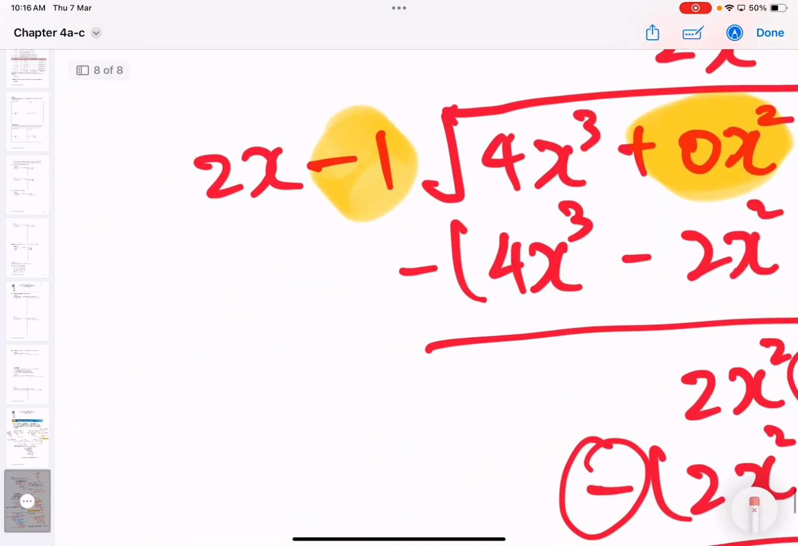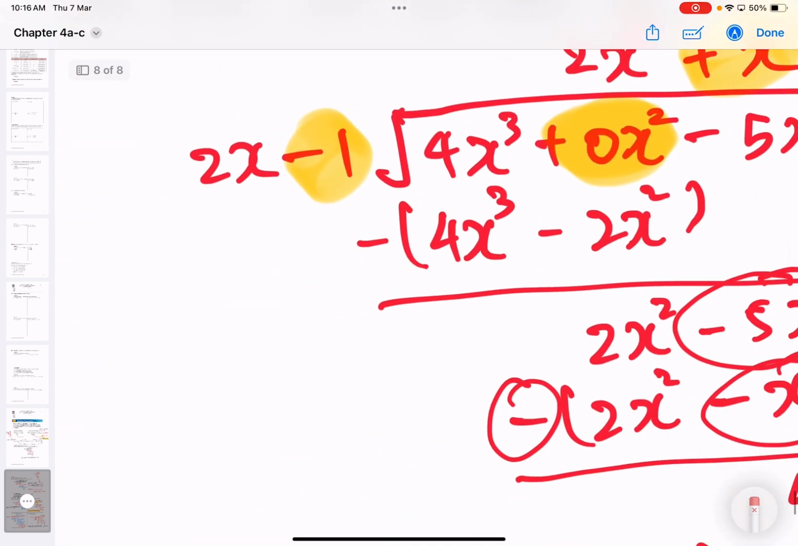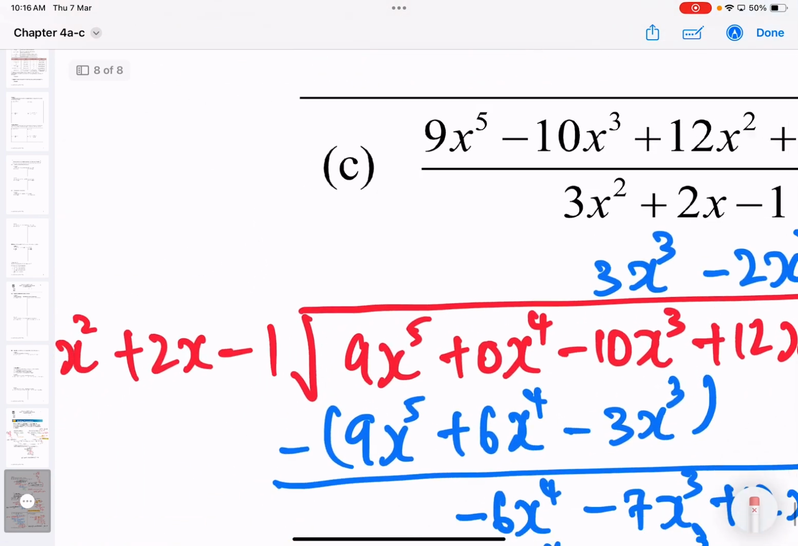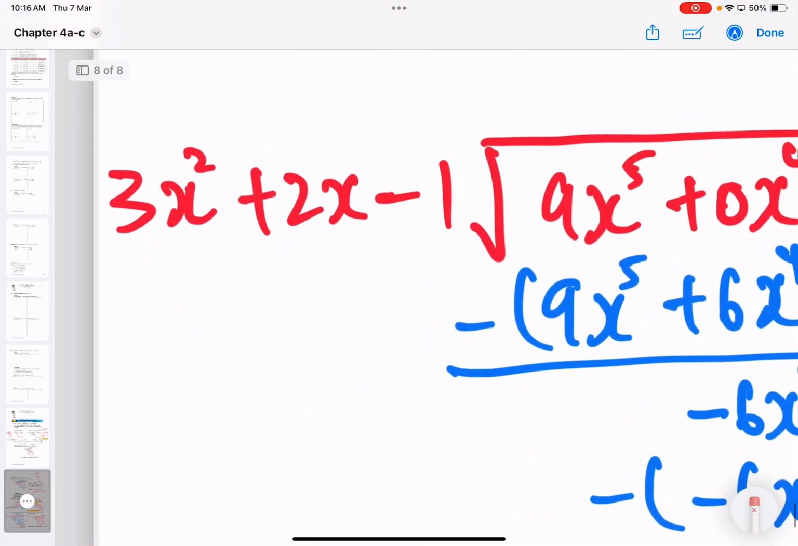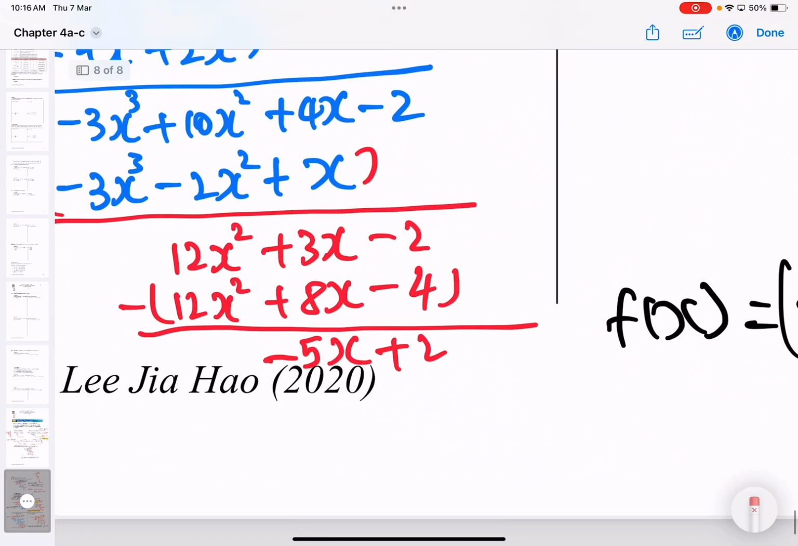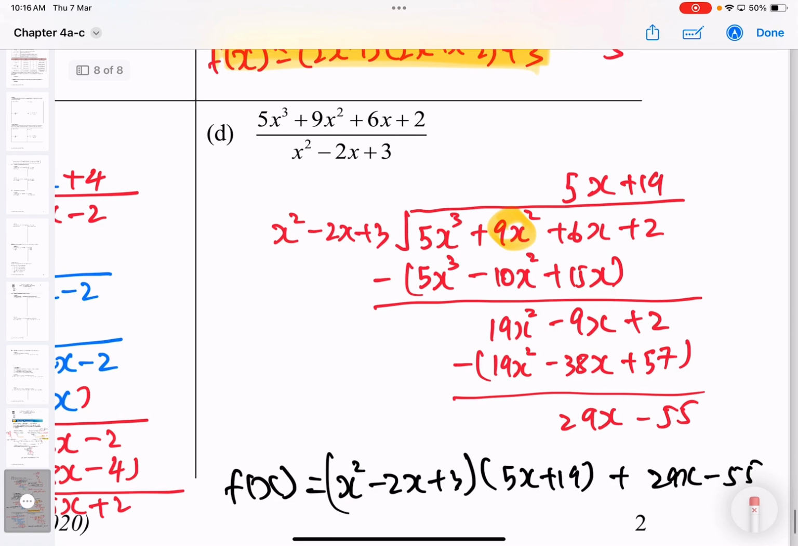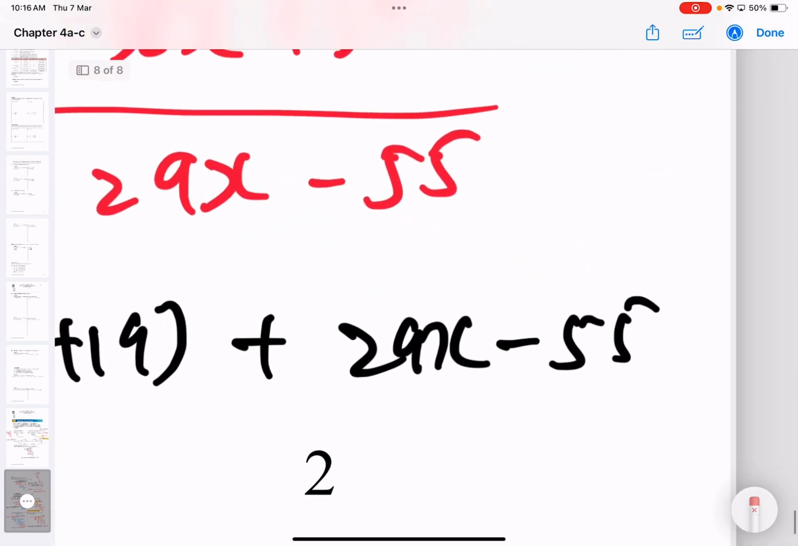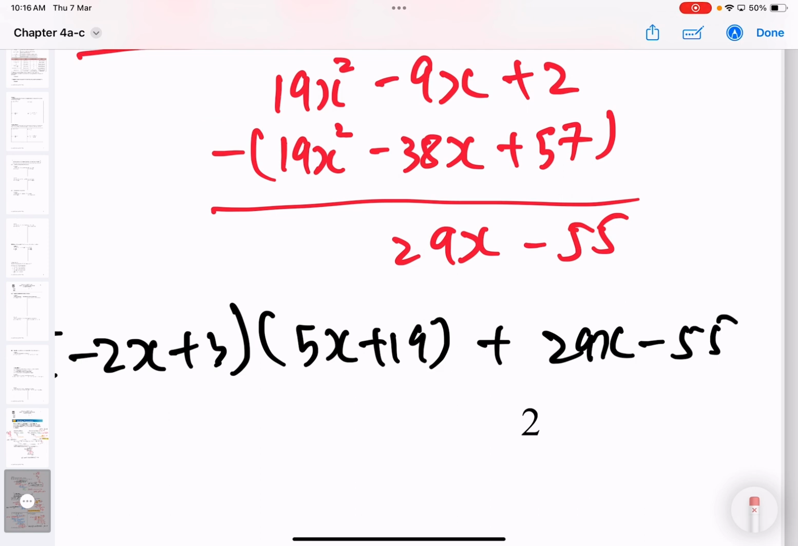If you divide by a degree 1, your remainder will always be a degree 0, so it will always be a constant. If you divide by a degree 2, your remainder will be a degree 1. Can you see that? Okay, so this is a general rule that you have to roughly know.